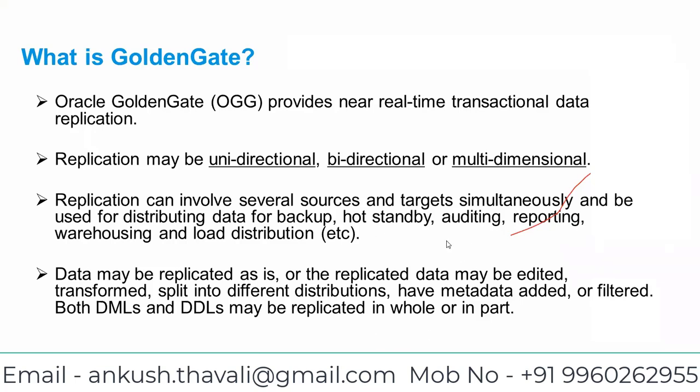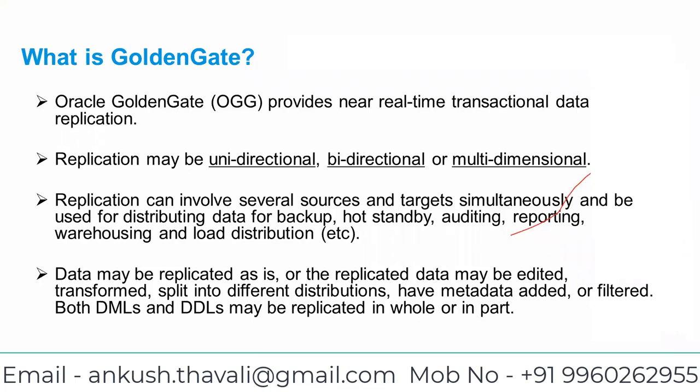Or you can have multidimensional. Multidimensional means you can have multiple sites involved. Like there are 4 sites within which you want to replicate the data, maybe in bidirectional mode or unidirectional mode. Golden Gate allows you to broadcast the data. Golden Gate allows you to integrate the data from multiple sources to a single target. You have those options as well. So replication can involve several sources and targets simultaneously and can be used for distributing data for backup, hot standby, auditing, reporting, warehousing, and load distribution.